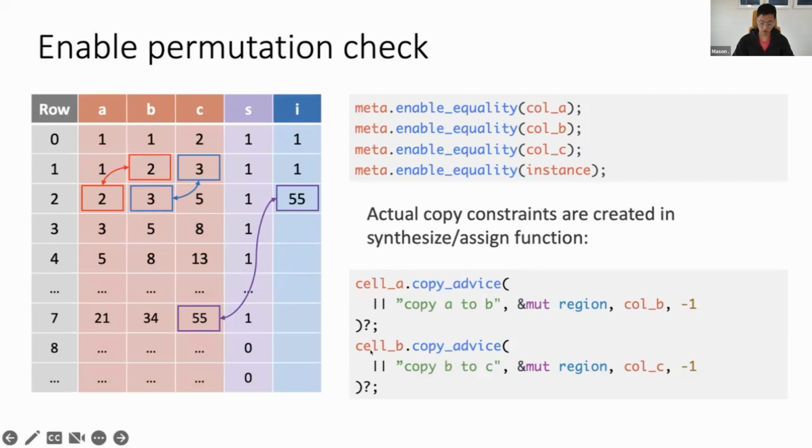And then here again, you'd also want this cell B copy advice, and so to copy B to C, like C to B or B to C. Okay.